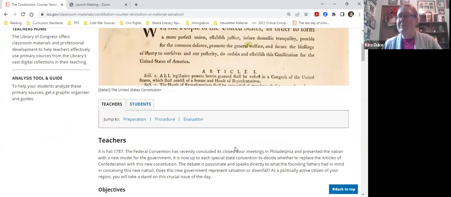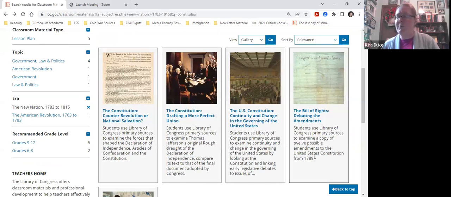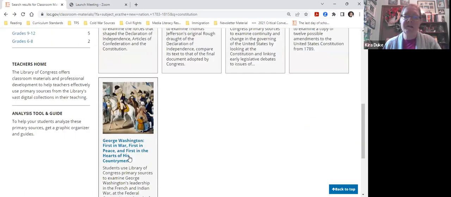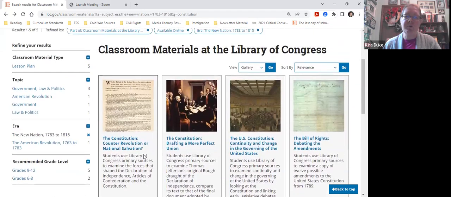And again, even if you're not going to use it as it's written, you could always flip through here, see what primary sources they're using, how are they using them, are they using excerpts, what excerpts are they using? Again, definitely a way to make use of that. Same thing with this one, drafting a more perfect union. There is one here on continuity and change in governing, one on the Bill of Rights, and then this one on George Washington.